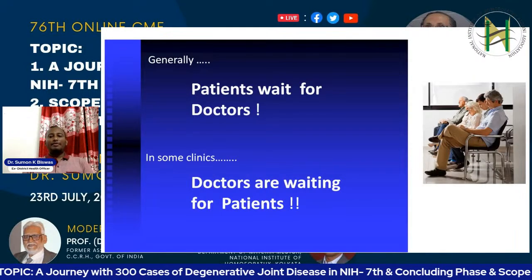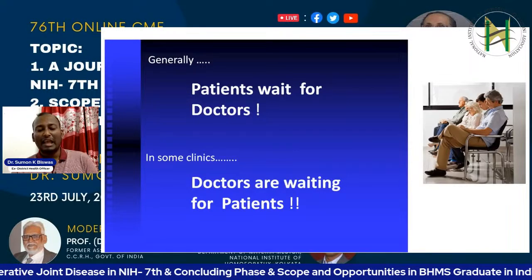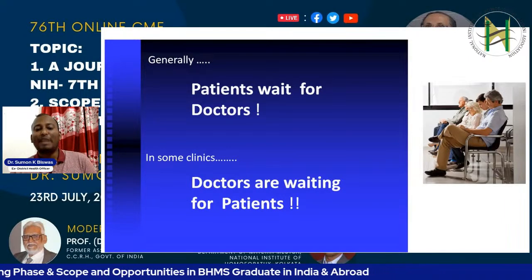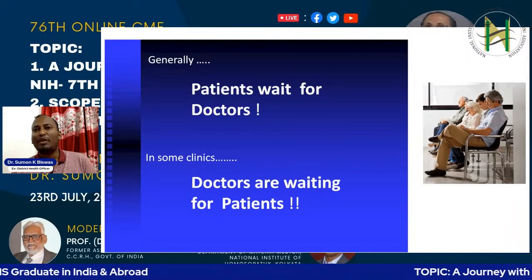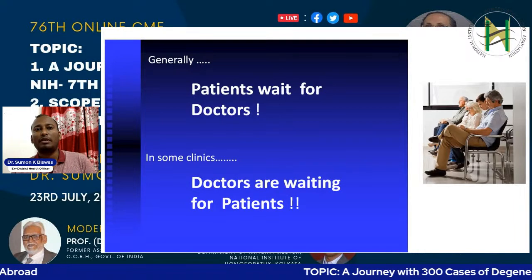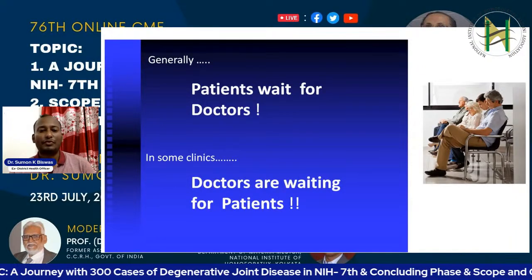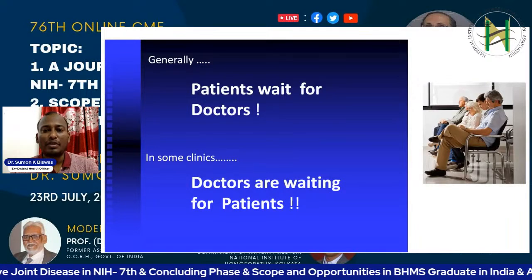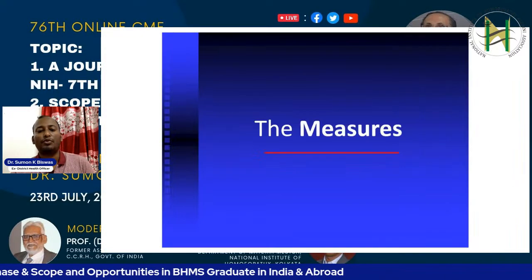This point actually comes from the observation that in general patients wait for the doctors. You may see somewhere so much crowd waiting to meet the doctors. But in some chambers or clinics, the doctor is waiting for the patient. I am telling these points for newly passed out homeopaths who are still planning what to do. If you start your own clinic, this will be helpful to learn.